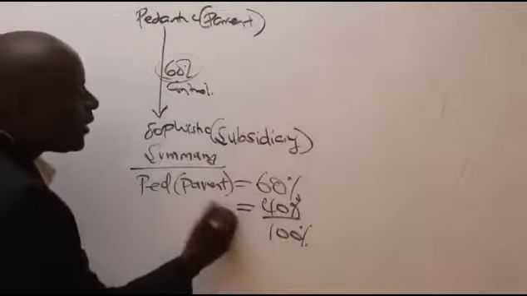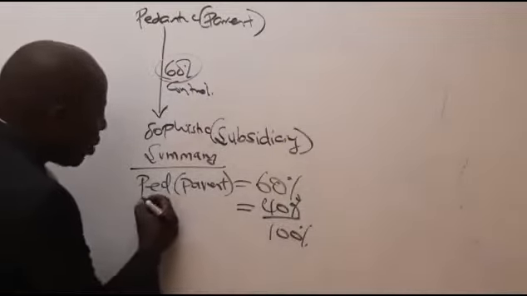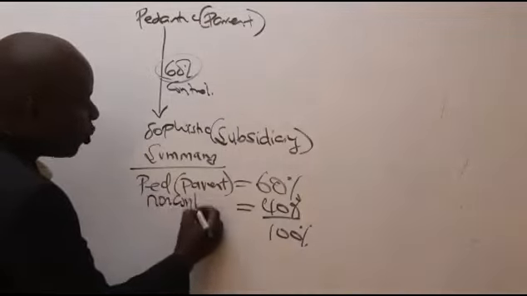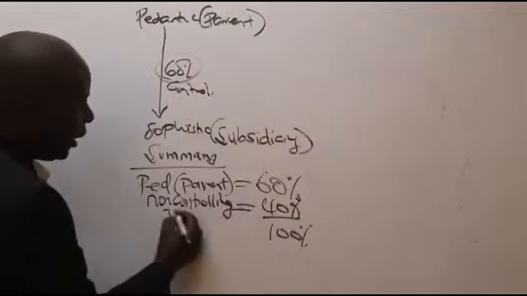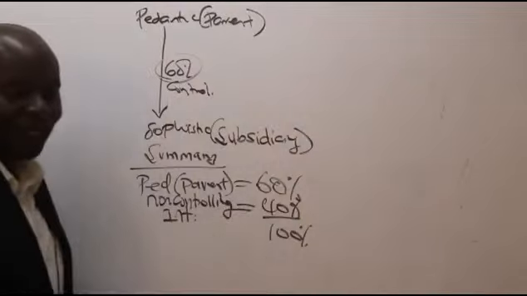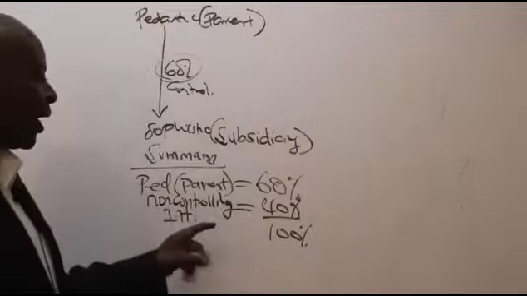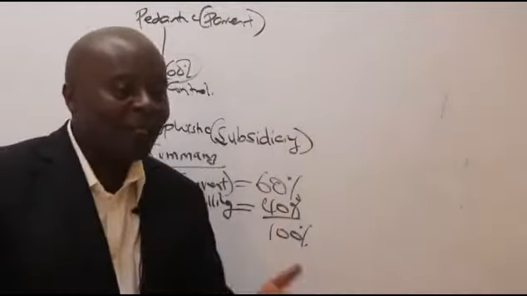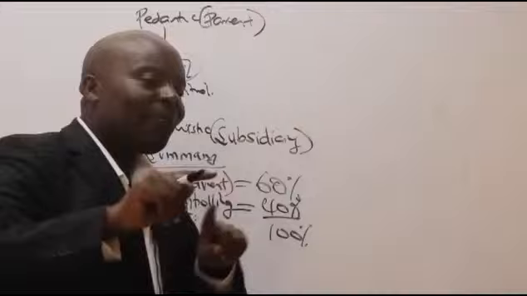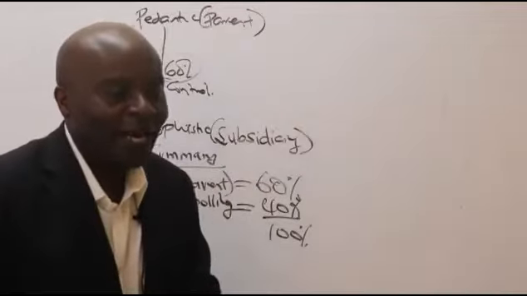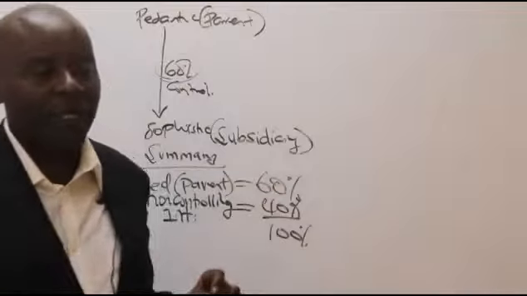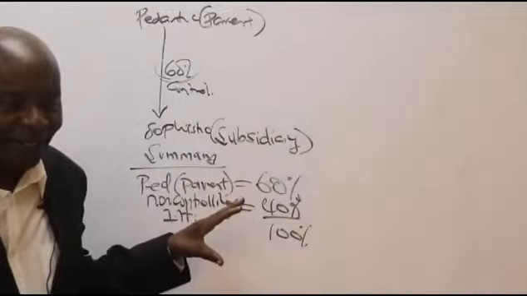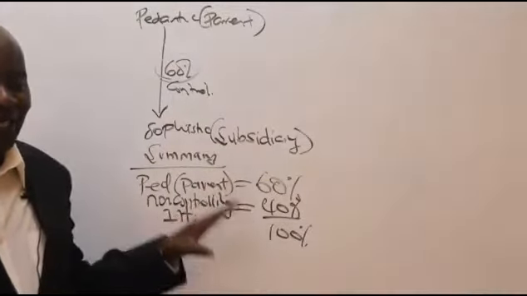So this 40% is held by another stakeholder that we call the non-controlling interest, which we shall be abbreviating as NCI. So the parent holds a controlling interest, and then the other party holds what we call the non-controlling interest. Is that okay?